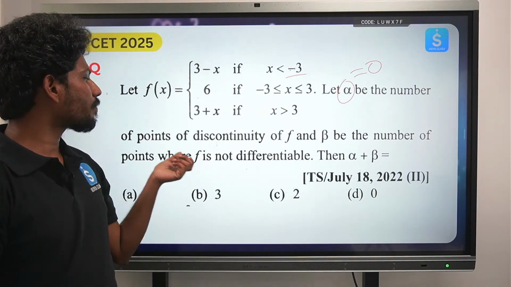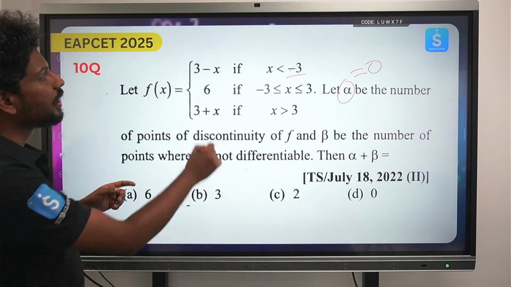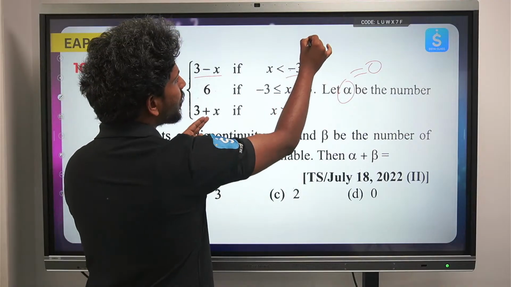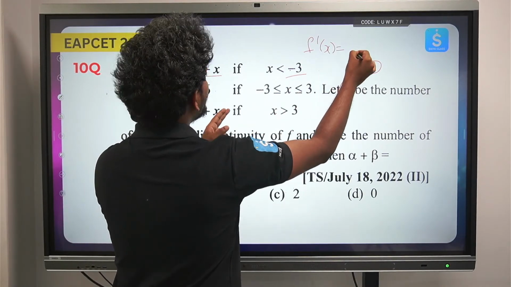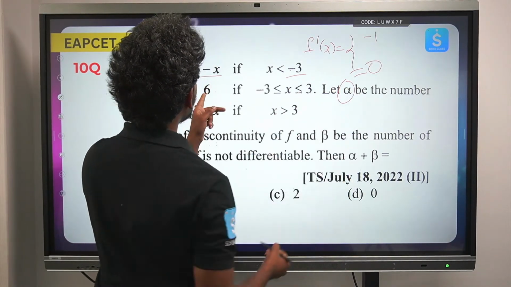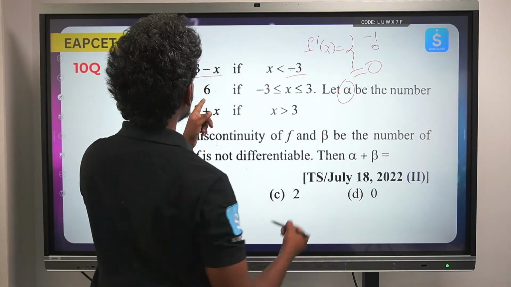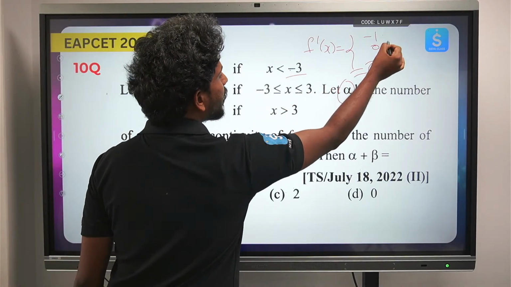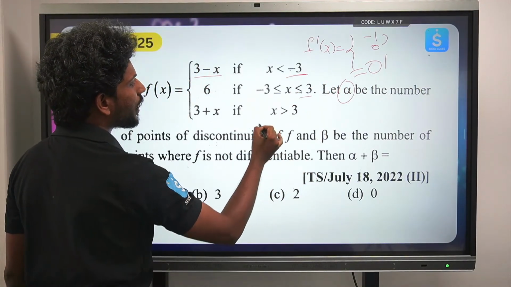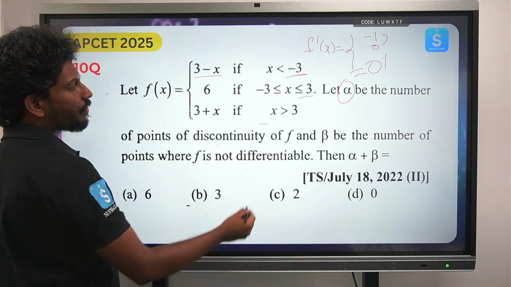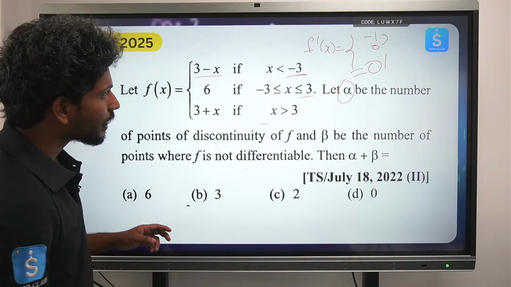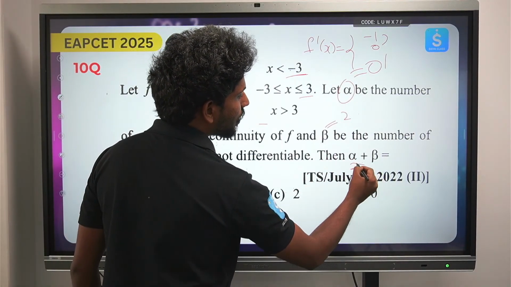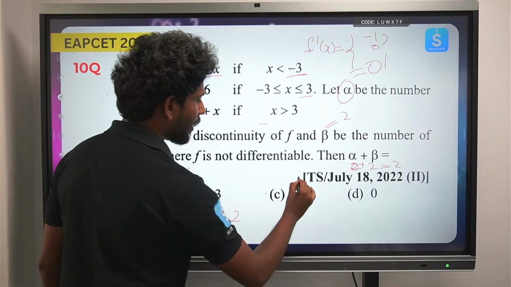Beta is the number of points at which it fails to be differentiable. So let's take the differentiability of the first piece, that is 3 minus x. How can you differentiate this? F dash of x is equal to 3 minus x, that is equal to minus 1, and the differentiation of the middle piece is 0, and again for the last piece it is 1. So it fails to be differentiable at x equals minus 3 and x equals 3. So there are 2 points which are not differentiable. Hence the beta value is equal to 2. So 2 plus 0 plus 2, the answer is 2. Hence it is option C.